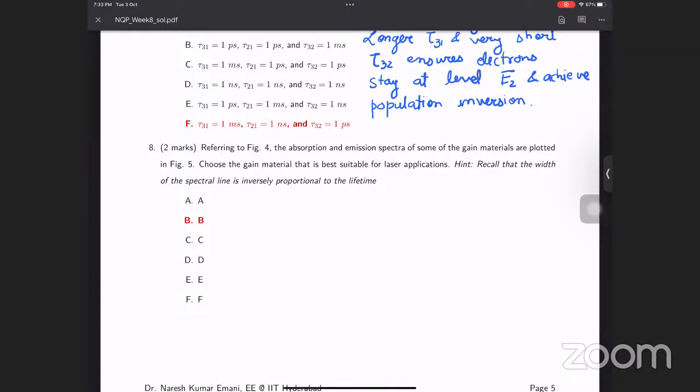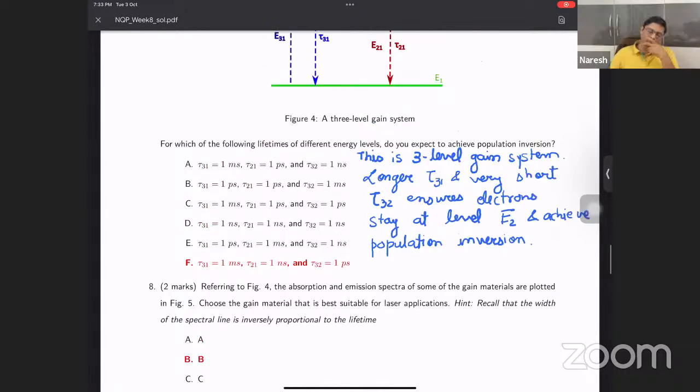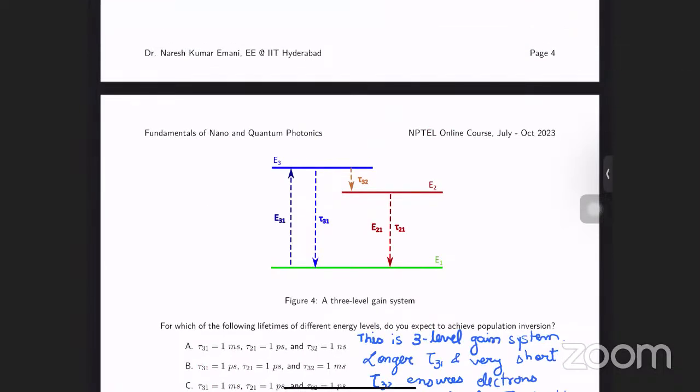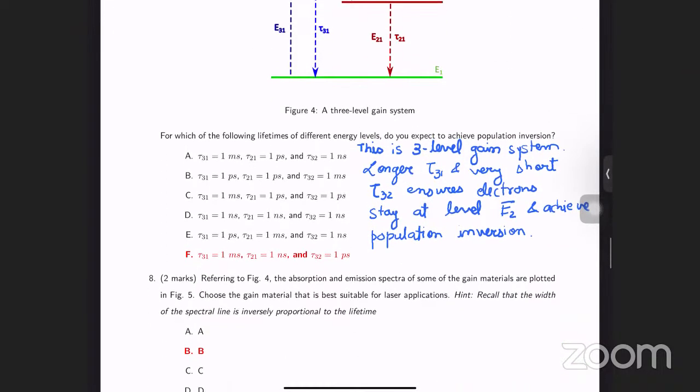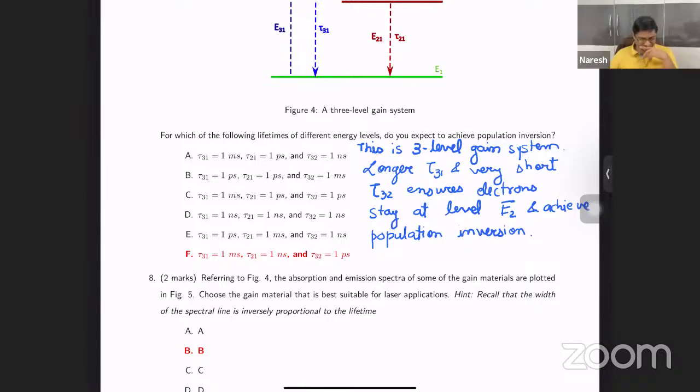But as you can see, for lasing, for the 3-level system that has been given here, tau 31 is 1 millisecond, and tau 21 is 1 nanosecond, and tau 32 is 1 picosecond. So that option is correct. Now for question number 8, if I follow the hint that has been given here, since tau 31 is the maximum among these 3 values, that should be 1 by tau 31.